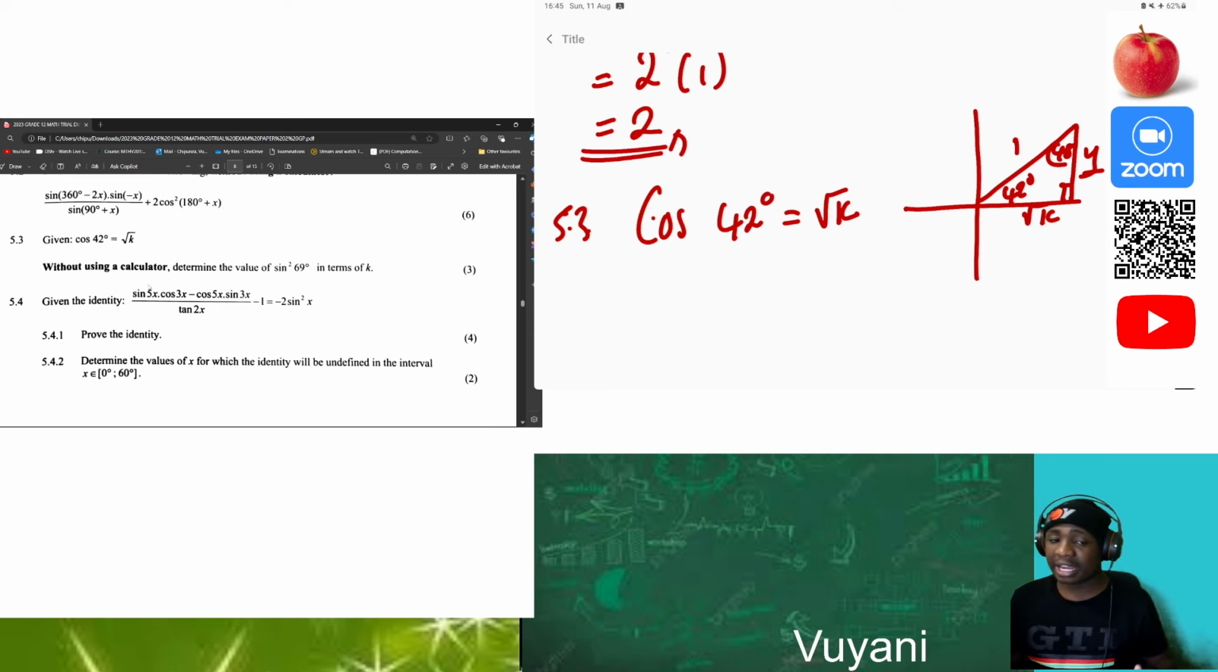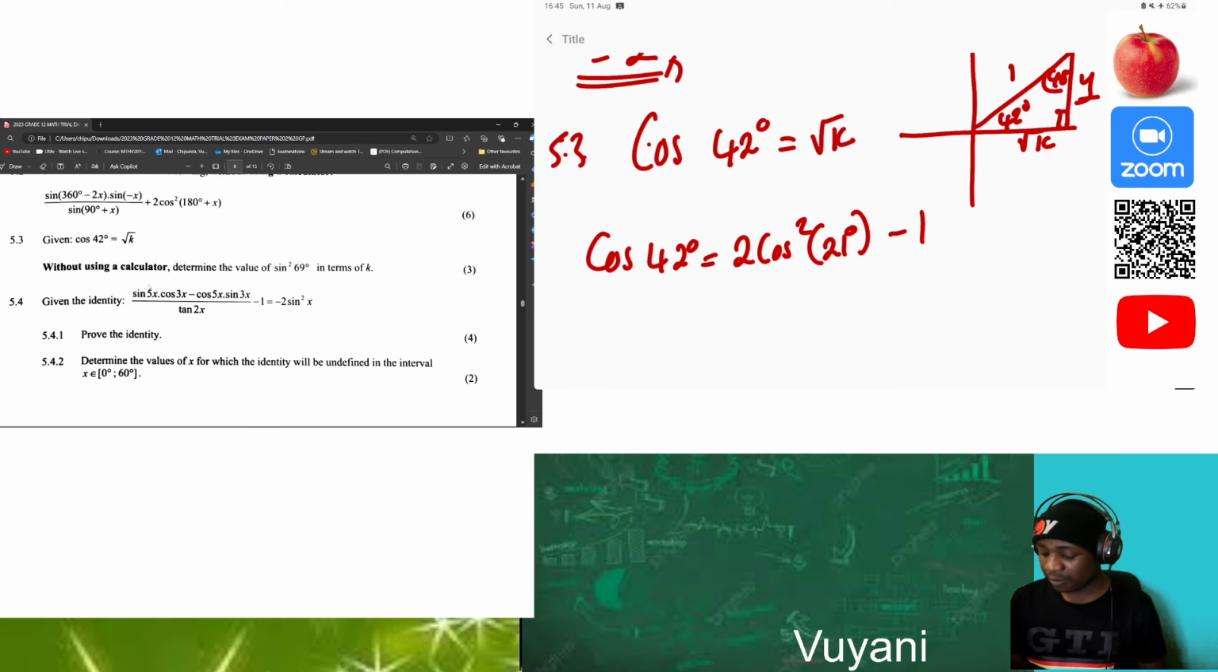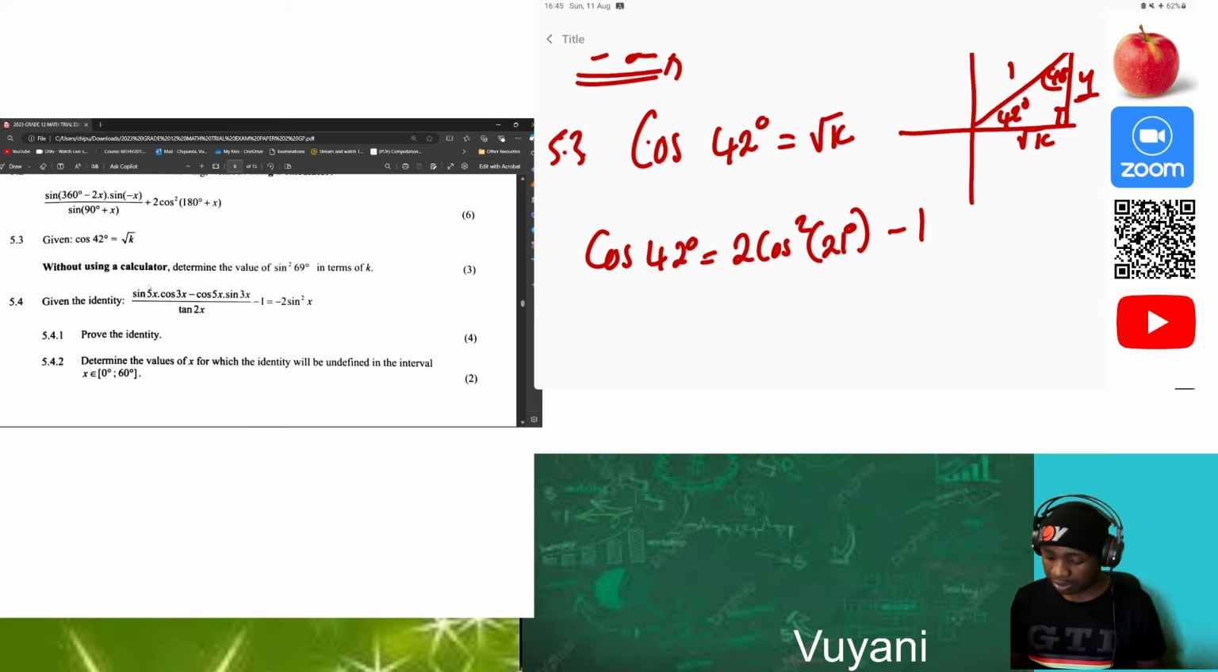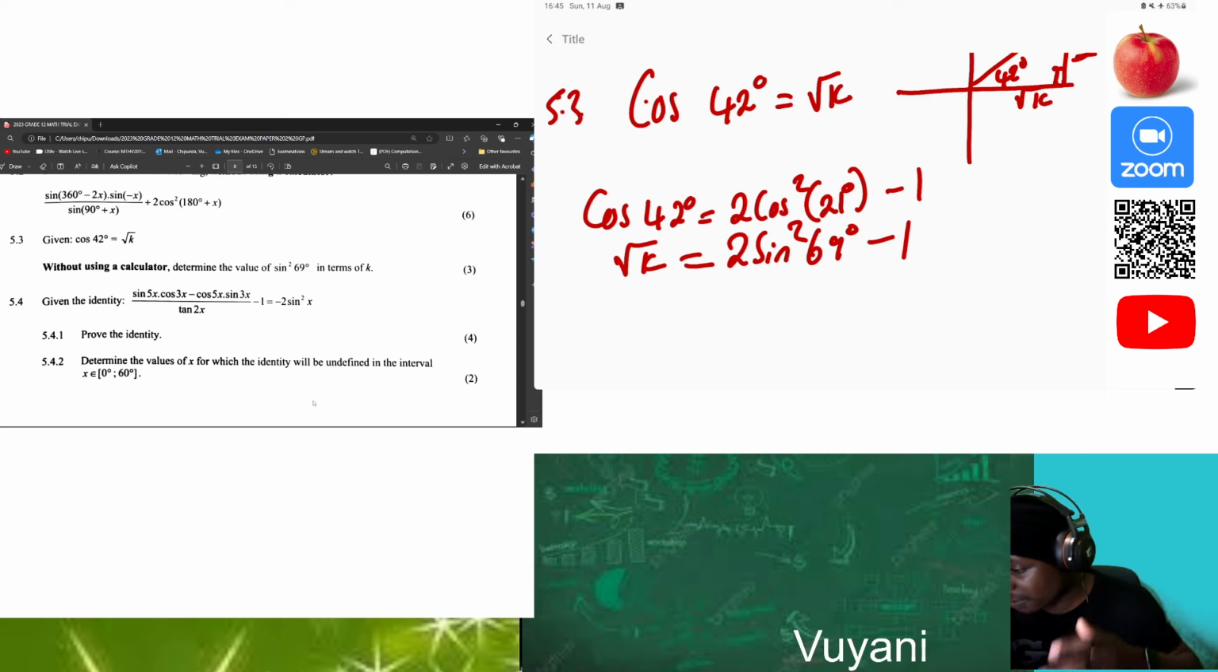This is the easy stuff, because we know that cos 42 is a double angle. So cos 42 degrees, taken as a double angle, is equal to 2 cos squared of 21 degrees minus 1. Now we know how to navigate. We know that cos 42 is root k, which is equal to 2 cos squared of 21 degrees minus 1, which is the same as 2 sine squared of 69 degrees minus 1. It's as easy and straightforward as that, as we break down the question.